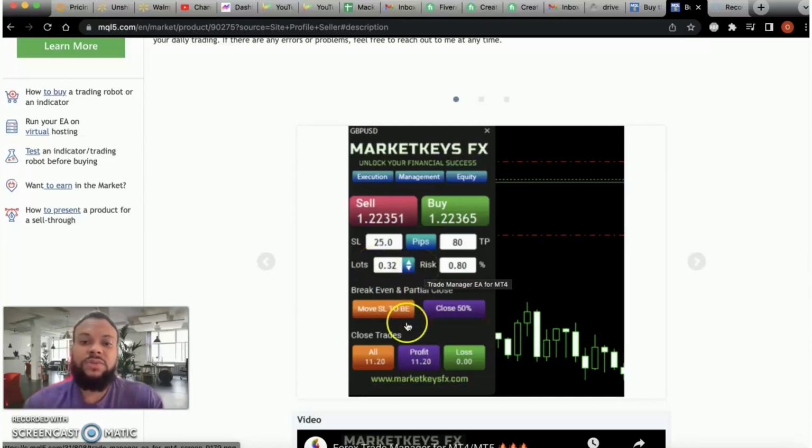All right. You can choose to move your stop loss to break even. You can choose to close 50% of your trades. You can choose to close the trades in profit or close all the trades in loss. It's all up to you.